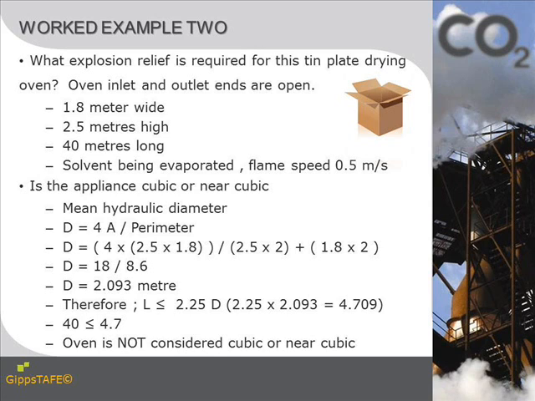Firstly we must determine is it cubic or near cubic, where we must find D. Therefore D equals 4 times A divided by P, and therefore D equals 2.093 meters. If we look at L is equal to or less than 2.25 times D, if we calculate that out, that is 40 should be equal to or less than 4.7. In reality it is larger, and therefore this appliance shall not be considered cubic or near cubic.